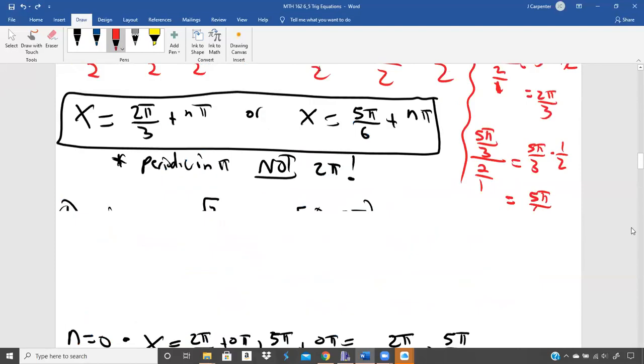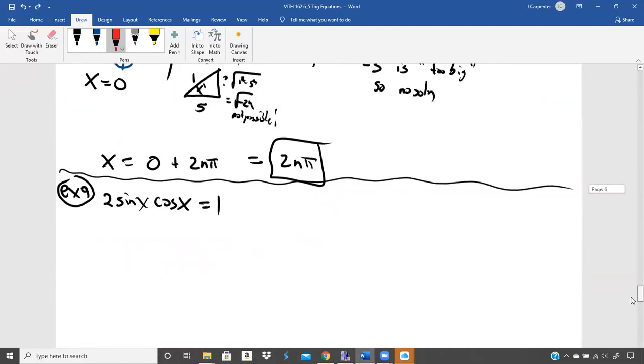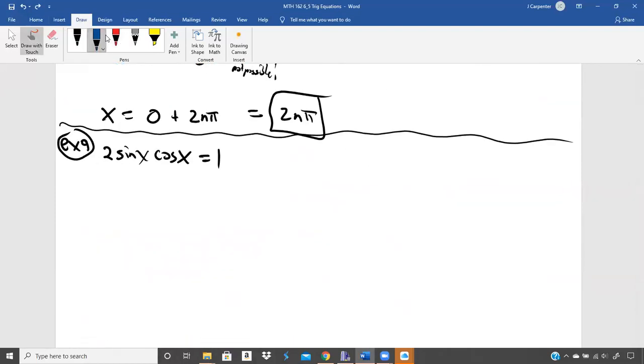So again, as a reminder, and scrolling is going to take forever. There we go. So as a reminder, 2 sine of x times cosine of x is the double angle formula for sine. And I'm about to put the 2 in the wrong spot. Sine 2x. So that entire left side we can just change to the sine of 2x is equal to 1.